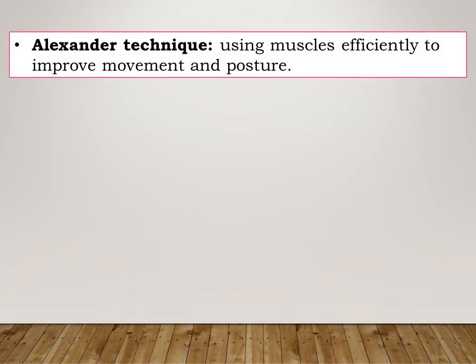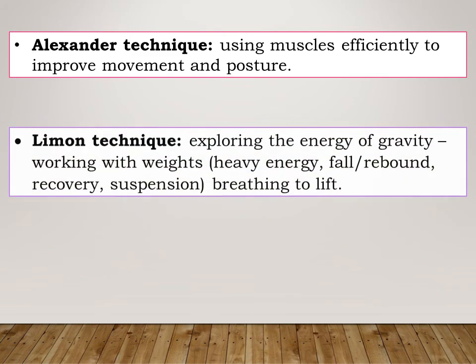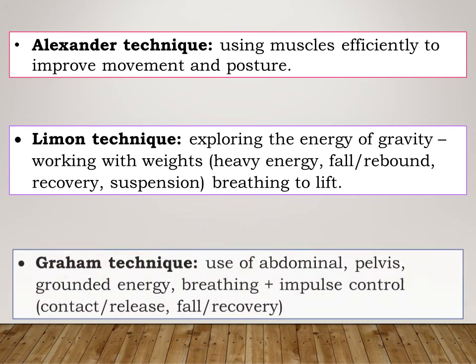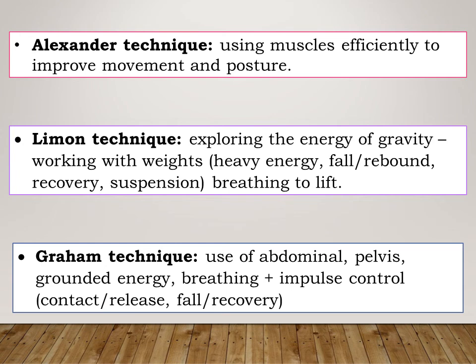We also have the Alexander technique, using muscles efficiently to improve movement and posture. Next, we have the Limón technique, exploring the energy of gravity, working with weight, heavy energy, fall or rebound, recovery, suspension, and breathing to lift. Graham technique uses the abdominal and pelvis, grounded energy, breathing plus impulse control or contact, release, fall, and recovery.